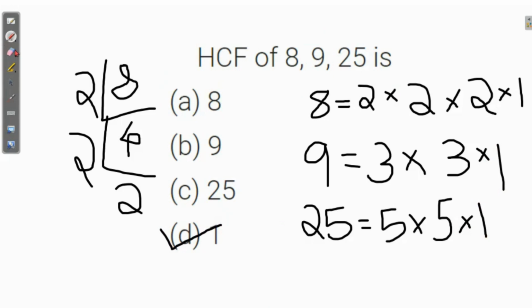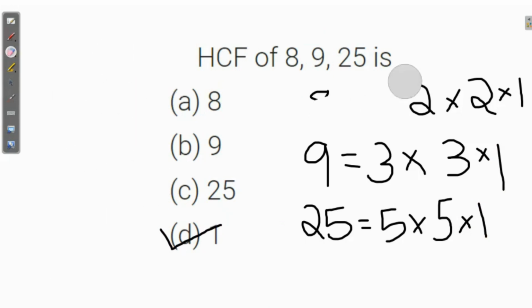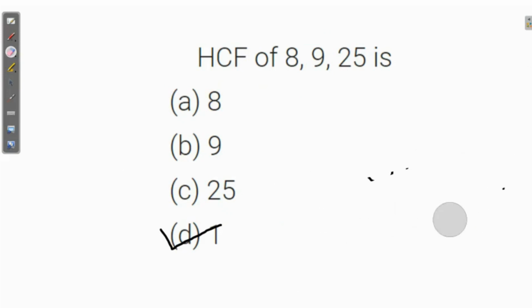So if there is no common factor for all 3, then HCF will be 1. Please don't forget that. You have to note down this point. It is very much helpful throughout. So if you don't have common factors for 3 numbers, then the HCF will be 1.